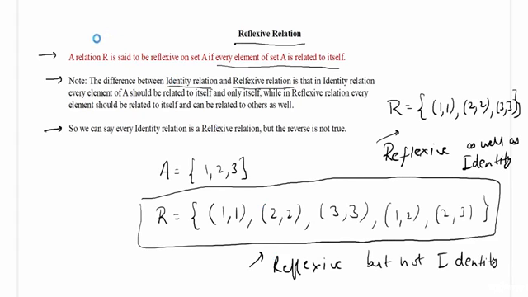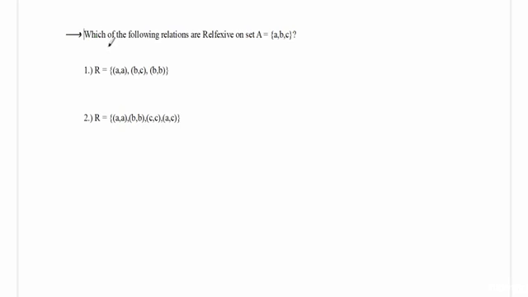Okay, let's do some questions. It is asking which of the following relations are reflexive on set A which has elements a, b and c. First one has (a,a), (b,c) and (b,b). So what do you think? Is it a reflexive relation or not? Well, it is not reflexive. Why? Because every element of set A is not related to itself. Like c is not related to c here. a is related to a, b is related to b, but there is no relation of c with c. So this is not reflexive.